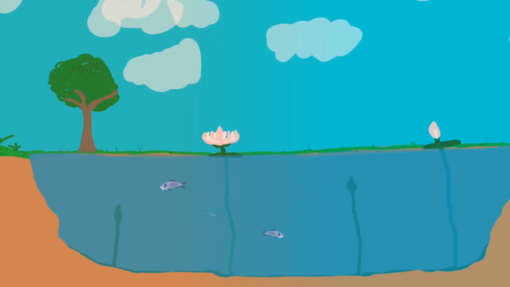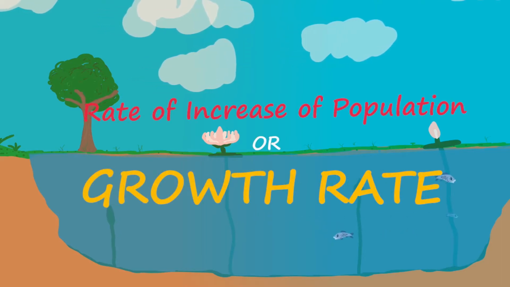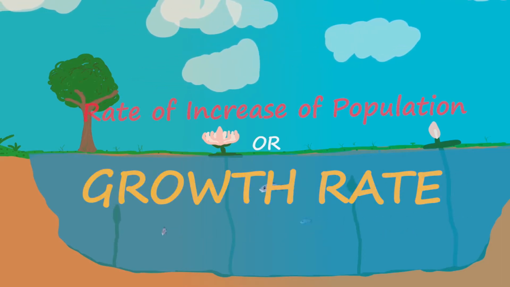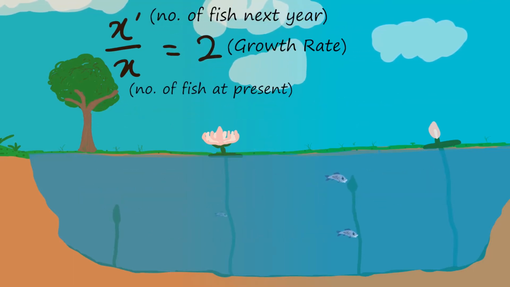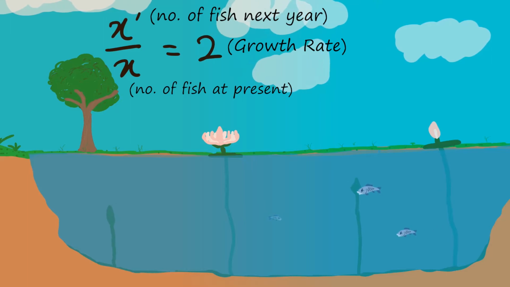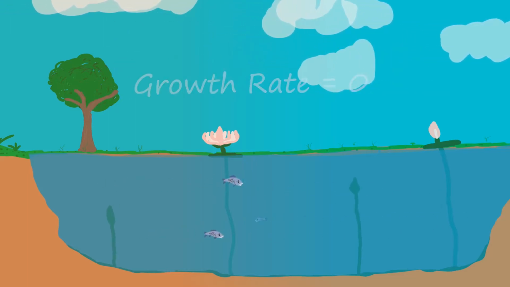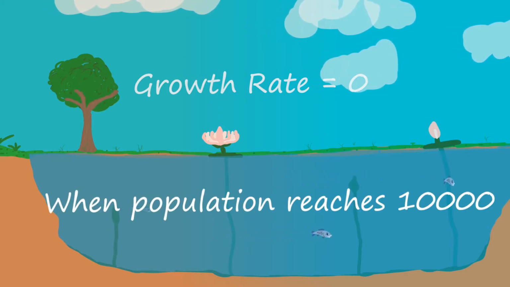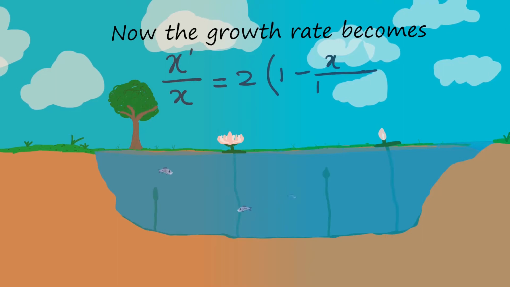Let's consider an example of some fish in a pond. Now say the fish we have has a rate of increase of the population, or growth rate, of 2, which can be written as this, where x prime is the fish in the next year and x is the number of fish at present. Say that the pond can sustain a maximum of 10,000 fish. So the growth rate will be 0 when the population reaches 10,000. Hence the actual growth rate is given by this equation.